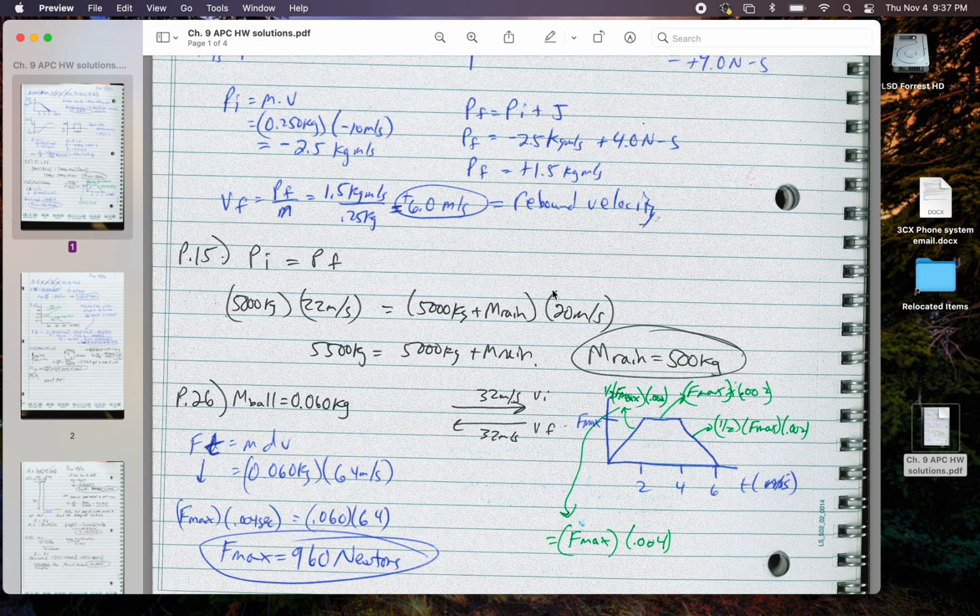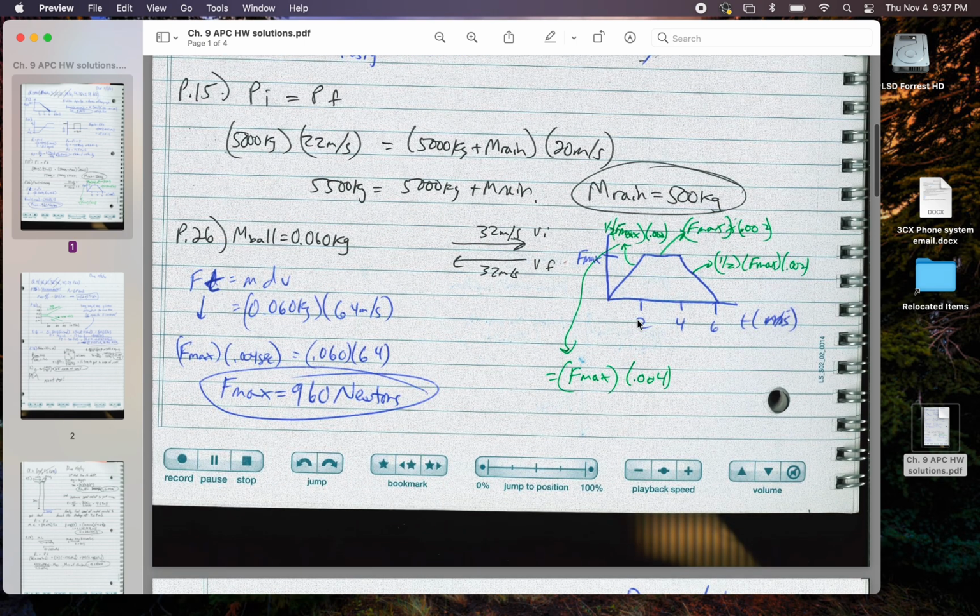And so therefore, you have the initial mass and velocity. You have the final velocity, so you can figure out how much mass of rain falls. That was 500 kilograms.